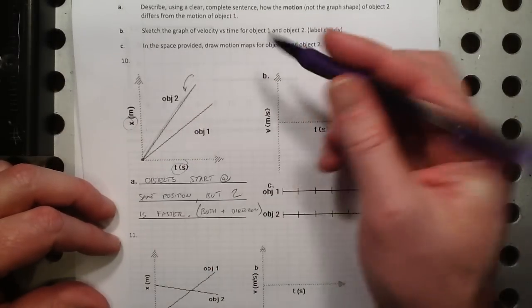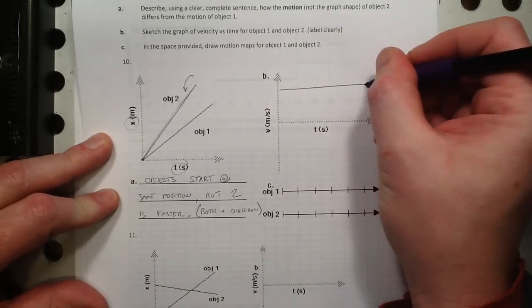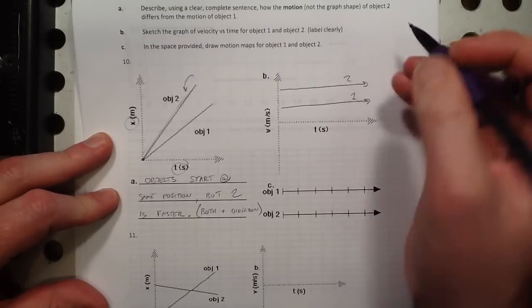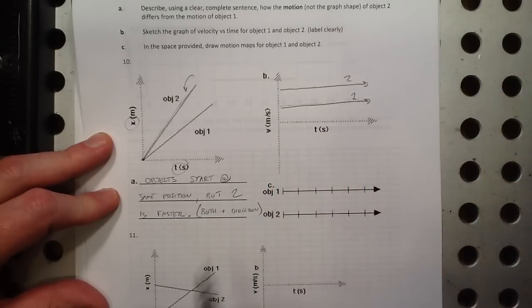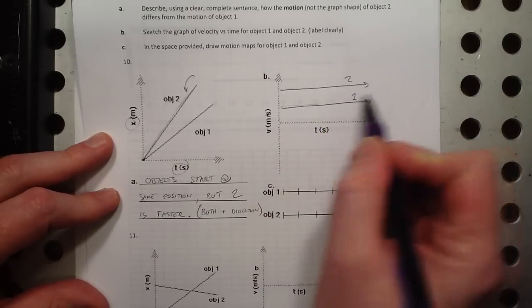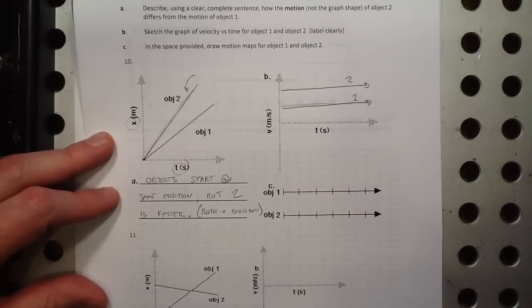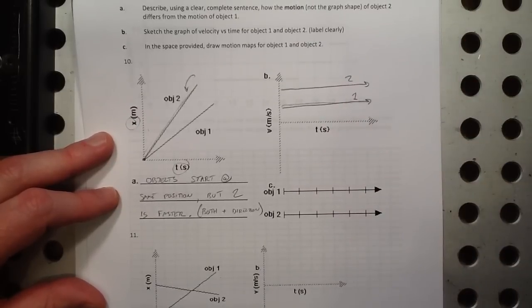So let's see, the slope of object 2 is, they're both going at a constant velocity, right? Sorry, those are supposed to be horizontal. I hope they look horizontal enough. Looks like they're going up a little bit. Those are supposed to be horizontal. And 2 is faster. But they're both positive, so something like that.